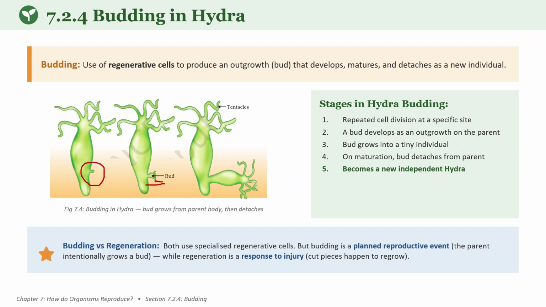And what is the advantage of this budding, children? It is a quick reproduction, right? Do you agree? And the parent remains alive. So many offspring can be produced. And what is the difference between budding and regeneration? Budding is a planned reproductive process, but regeneration is a response to injury. In budding, the bud develops naturally, but in regeneration, body parts regrow after damage. Example for budding is hydra and yeast. Example for regeneration is planaria.